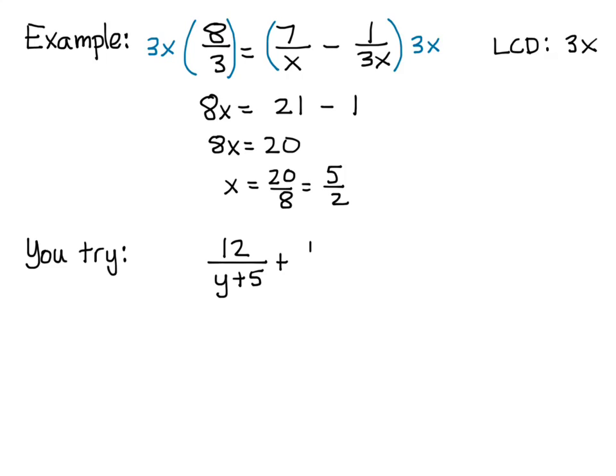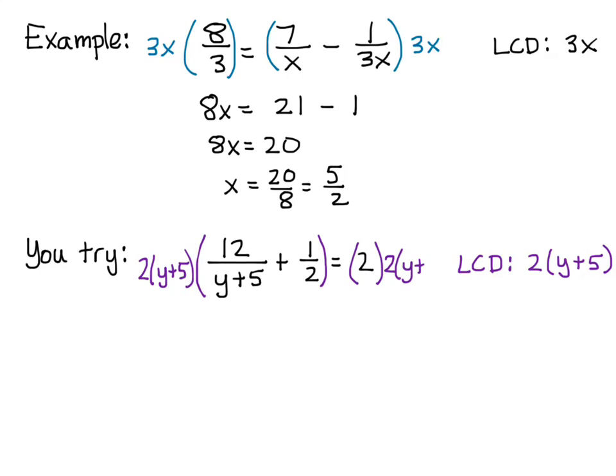Okay, so here's one for you to try. Try using this method where you identify what the LCM is, or the LCD, and then multiply through to end up with an equation without ratios. So what's the LCM? I think Natalie said it. It was 2 times y plus 5.